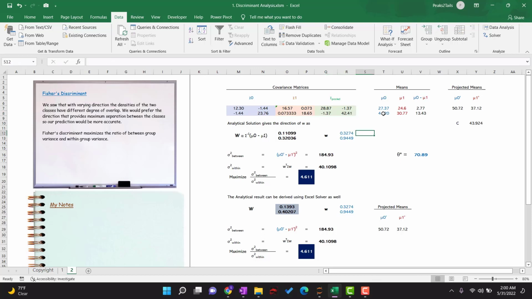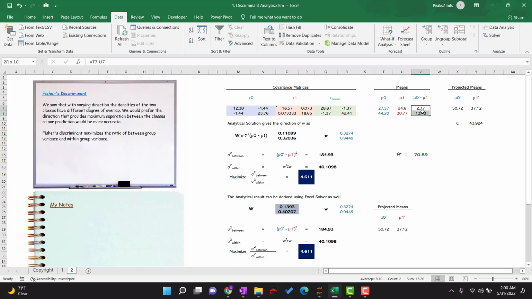Now let's talk about means. We already calculated the original means, or the centers of distribution, of the two classes. Then you calculate the difference of means, mu0 minus mu1. Why am I doing this? Because in the analytical formula, W is proportional to pooled sigma inverse times mu0 minus mu1. This is the analytical formula. You don't have to use optimization or a solver. If you have the covariance matrices and the means handy, you can just use this to get W in closed form.